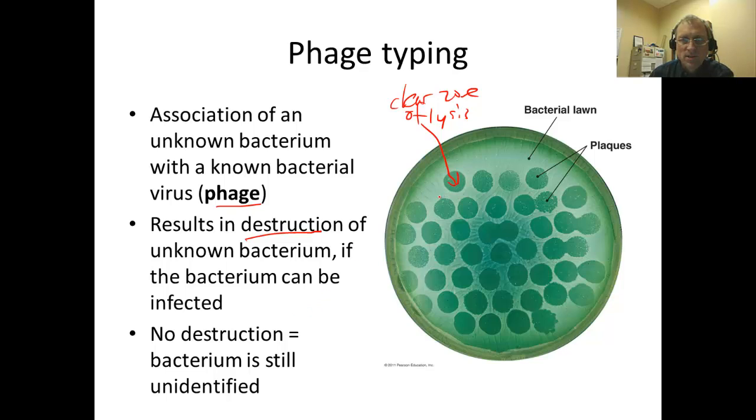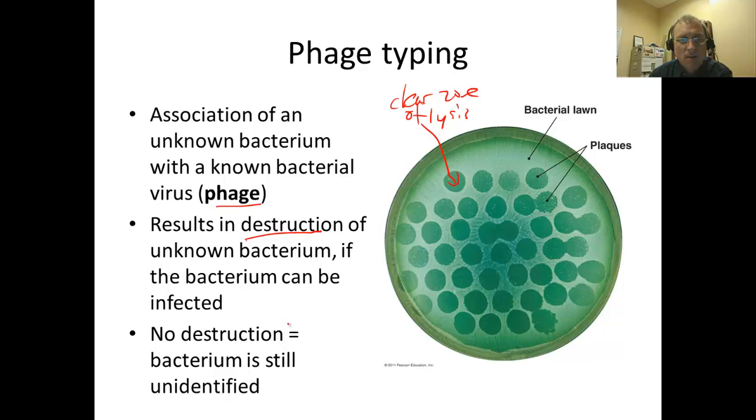What's done with phage typing is an unknown microorganism is mixed with a bunch of different phages. And if we end up with a positive result, what that means is that we end up with this clear zone of lysis, which can help us to be able to identify what that unknown microorganism is. Because if the phage is able to infect that bacterium, it's not an unknown microorganism anymore. It's going to be one that's going to have a very distinct relationship with the bacterium.